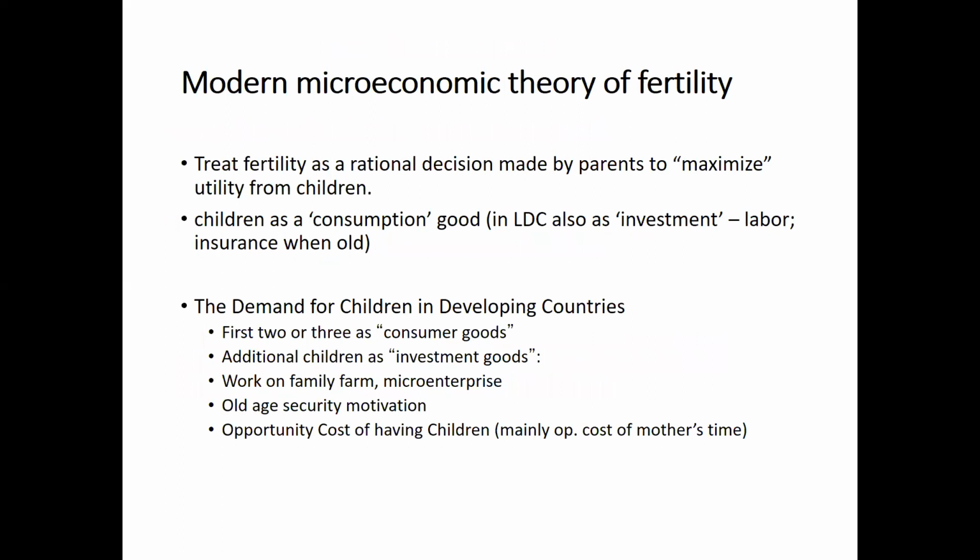An alternative theory was proposed in the 1960s and 70s by Gary Becker and other economists. It's what's called the modern microeconomic theory of fertility, which essentially tries to explain why, as the economy becomes wealthier, people tend to have fewer children. It thinks about it in terms of the model of rational choice that you may have studied in microeconomics classes. The idea is that people make a choice to maximize their utility.